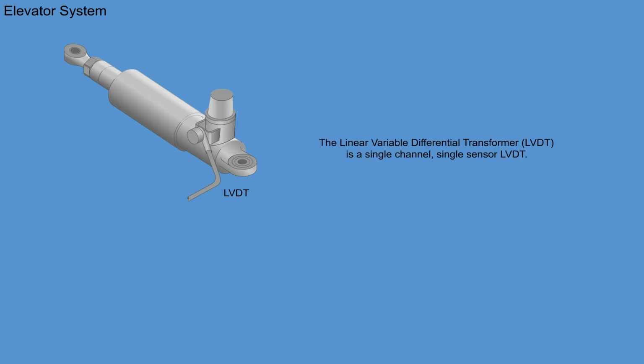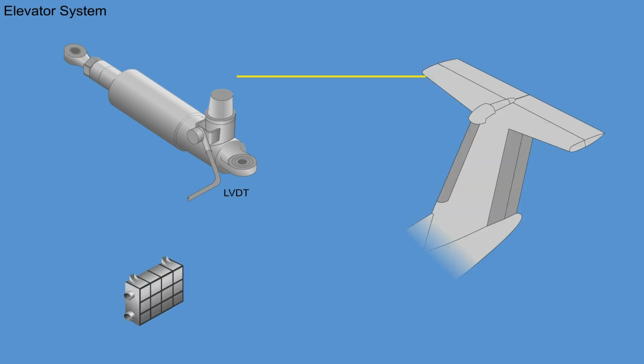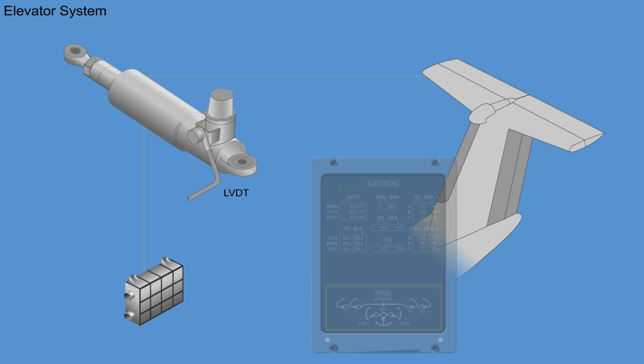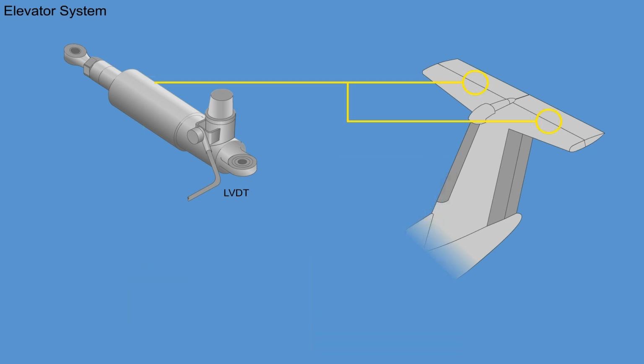The Linear Variable Differential Transformer, LVDT, is a single-channel, single-sensor LVDT. It senses the elevator surface position and transmits the position data to the Flight Control Electronic Control Unit, FCECU, and to the Powered Flight Control Surface Indicator, PFCSI, on the pilot's MFD. There are 2 LVDTs located in the horizontal stabilizer, one attached to each elevator surface.